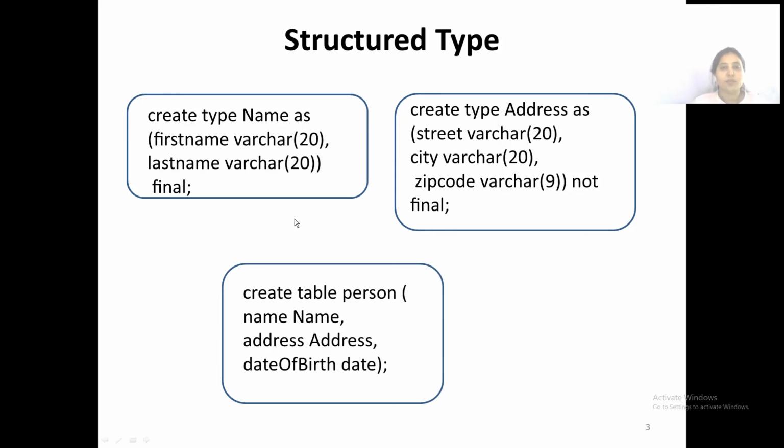For creating a composite attribute in a table, we can create the attribute using this complex data type. For example, create table person, name is of type name. So this name is a composite attribute whose data type is the complex type name. Address is a composite attribute whose data type is the complex data type address. And date of birth is a simple attribute whose data type is the built-in data type date.